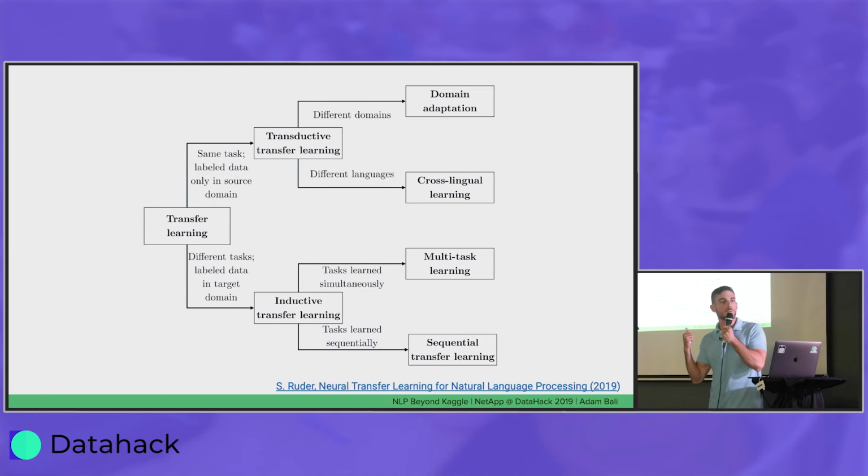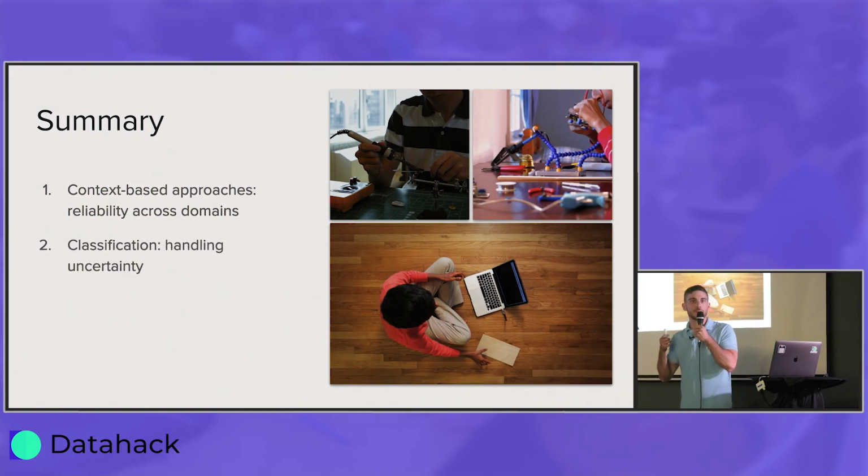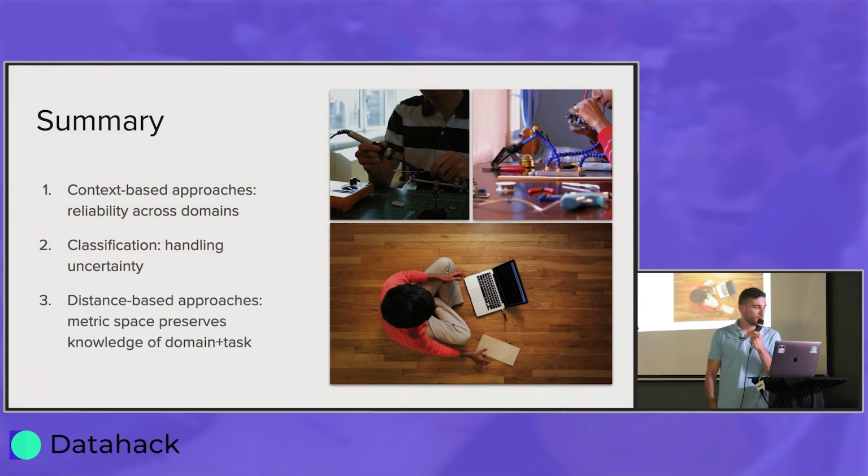Great, so Sebastian Ruder also wrote an amazing thesis that I was very inspired by about transfer learning in natural language processing, and I encourage you to go over it if it interests you. And so in summary, we went over context-based approaches and how you maintain reliability across domains. I also demonstrated what you do when you have some uncertainty in the data, in the model, sorry. And also how to use distance-based approaches in metric spaces in a way that would preserve knowledge for your task and domain.